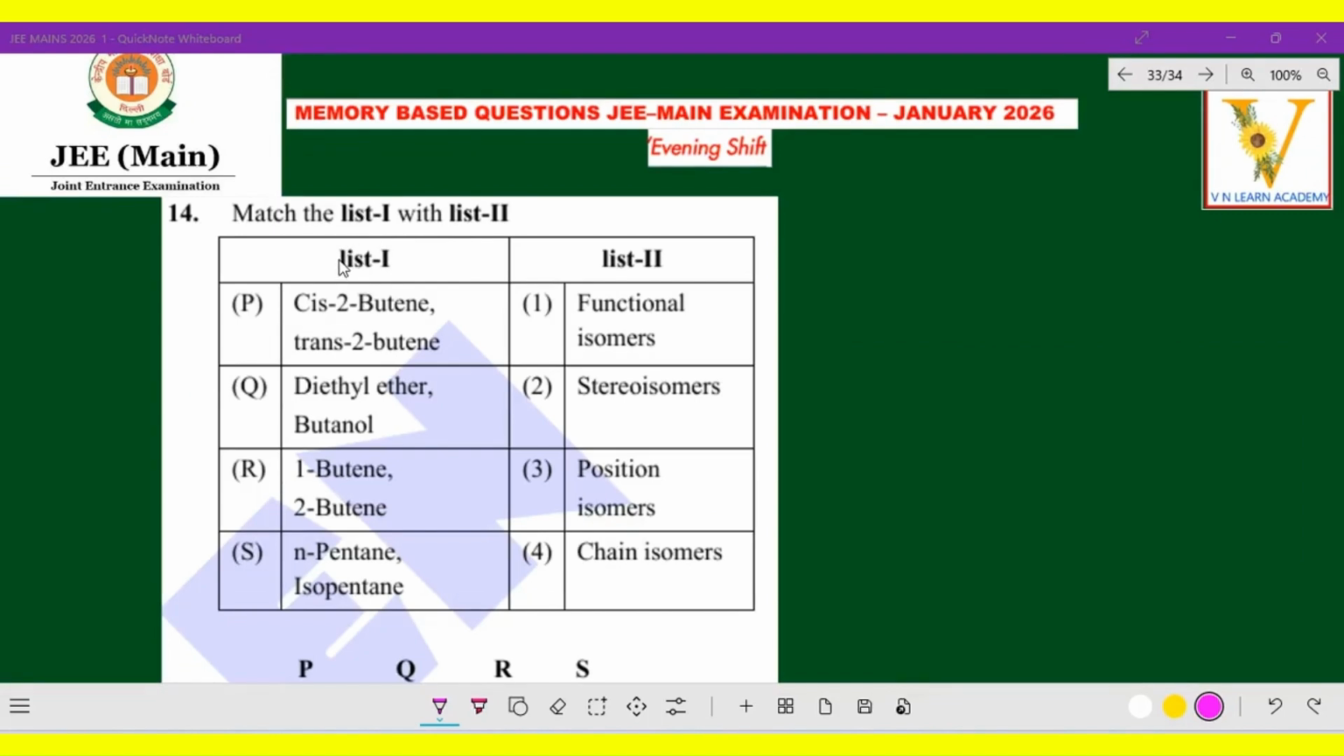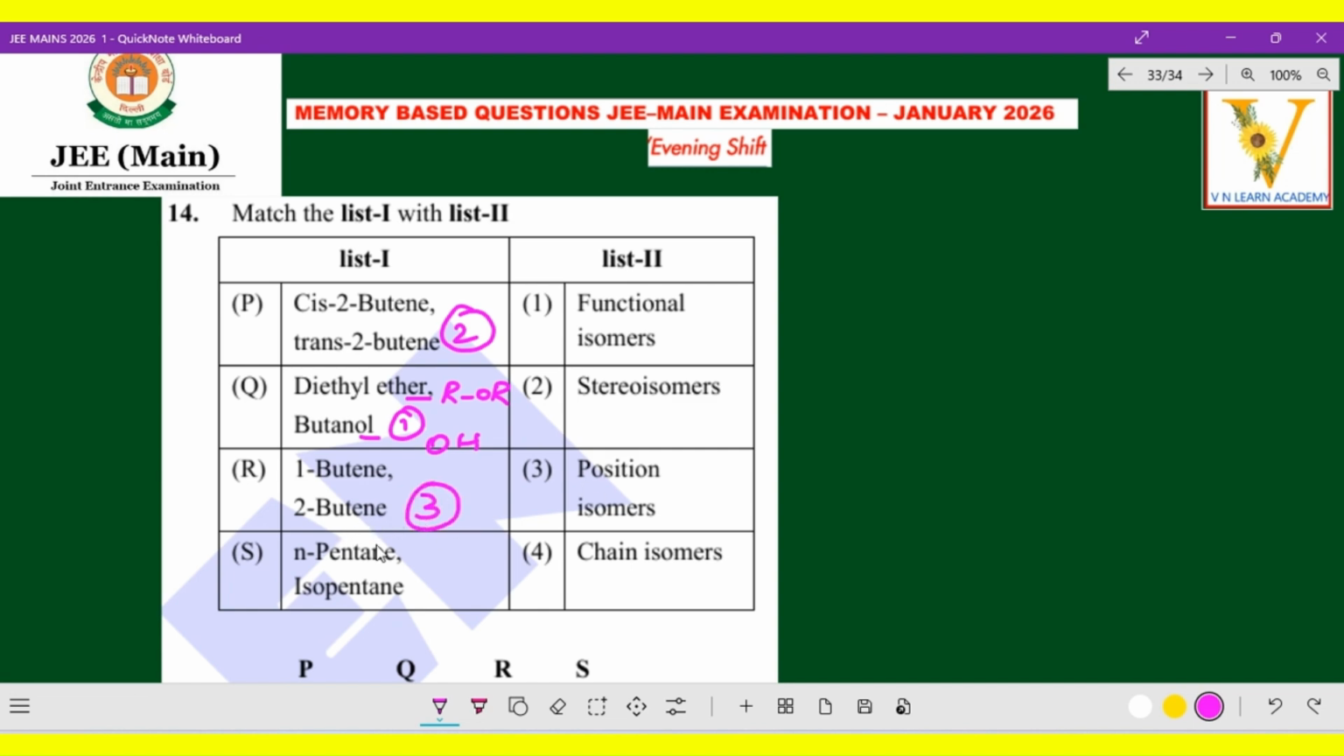The next question is very simple and interesting also. Cis 2 butene and trans 2 butene. Cis and trans, they themselves have given. So definitely this belongs to geometrical isomerism, stereoisomerism. So this is 100% 2 only. Diethyl ether and butanol: this is OH and this is ROR. So ether, this is a functional group isomer, so this is 1. And the next one, 1 butene and 2 butene, positional isomers, so this is 3.